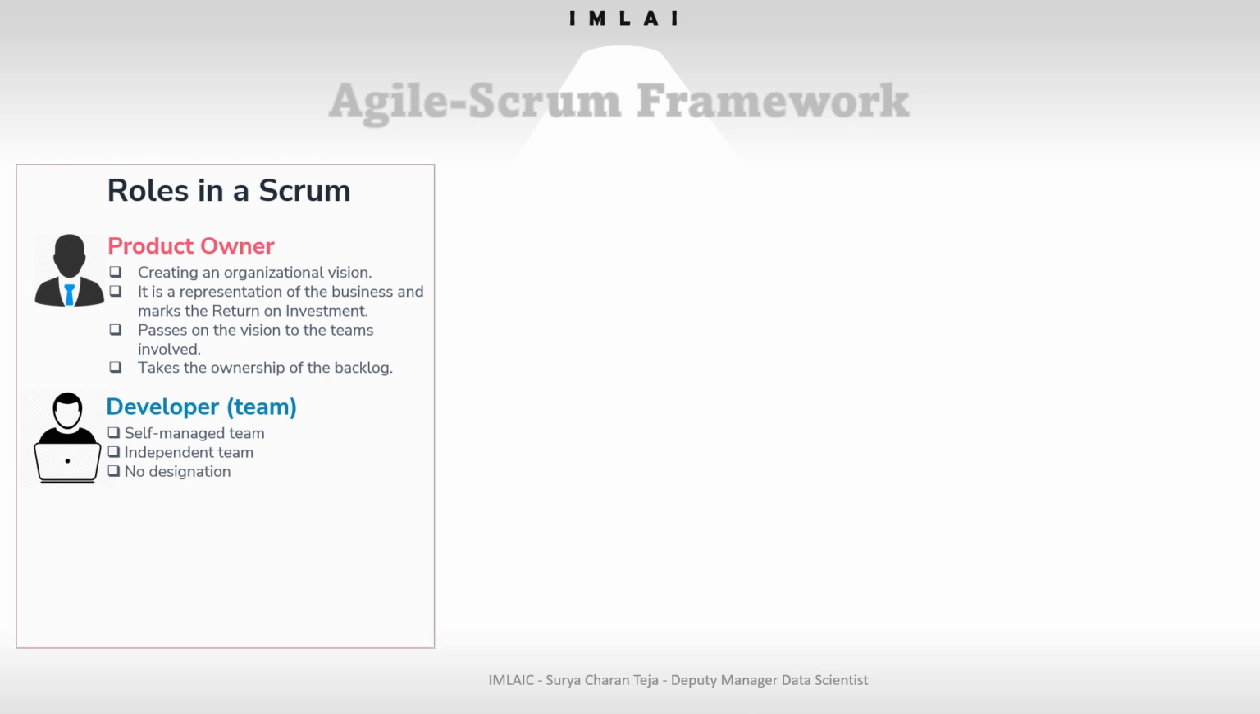Then we have no designation. That means the team does not have any specific designation, and each member has the necessary skills to deliver the required work. And the final one is small teams. The development teams are ideally small sized with 5 to 9 members. And the last important role in a Scrum is the Scrum Master.